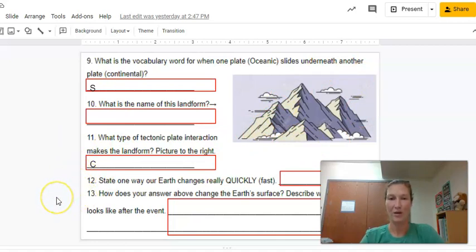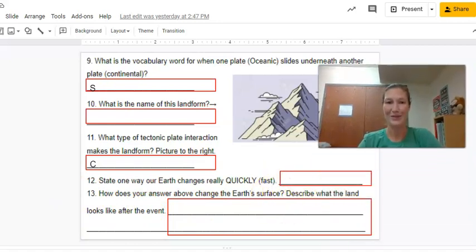State one way our Earth changes really quickly or really fast. Now, how does this answer change the Earth's surface? So describe what the land looks like after that event. So whatever you picked here, how does it change our Earth? What does it look like?